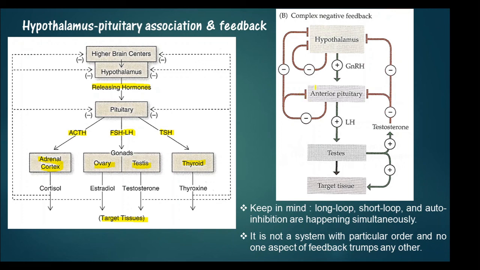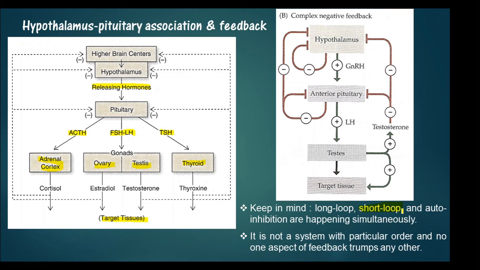It's usually called autoinhibition. And if the hormone produced from the anterior pituitary is inhibiting the hypothalamus, then that becomes a short loop. Consider GnRH is synthesized from the hypothalamus, activates the pituitary, LH is released, LH activates the testis, and the testis acts on the target tissue. So the testis finally releases testosterone. The testosterone inhibits both the anterior pituitary and the hypothalamus. So it becomes a long loop also.